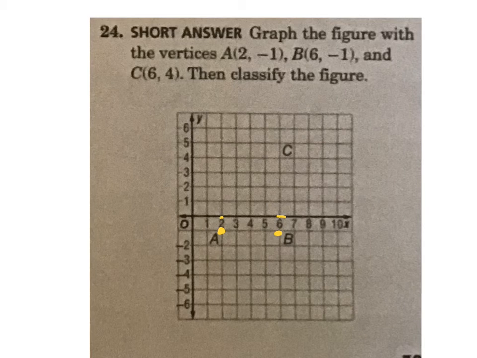And then C is positive 6 and positive 4. So I go to positive 6, and I go all the way up to positive 4. And then it says to classify this figure, the way you classify it is by telling me what is it. And it is a triangle.